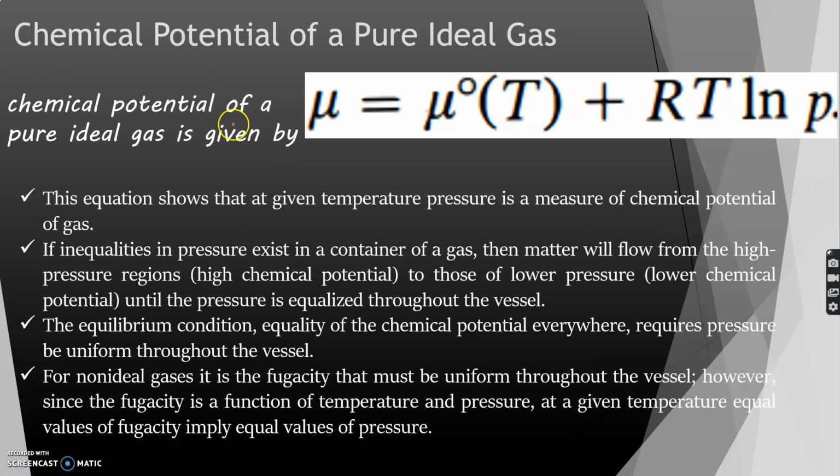For a pure ideal gas, chemical potential is given by this equation. We see that at a given temperature, it varies with pressure. So, matter flows from a high pressure region to a low pressure region until the pressure is equal throughout the vessel. The equilibrium condition, equality of chemical potential everywhere, requires the pressure to be uniform throughout the vessel. What will happen in the case of a non-ideal gas? This pressure term will be replaced by the fugacity term.